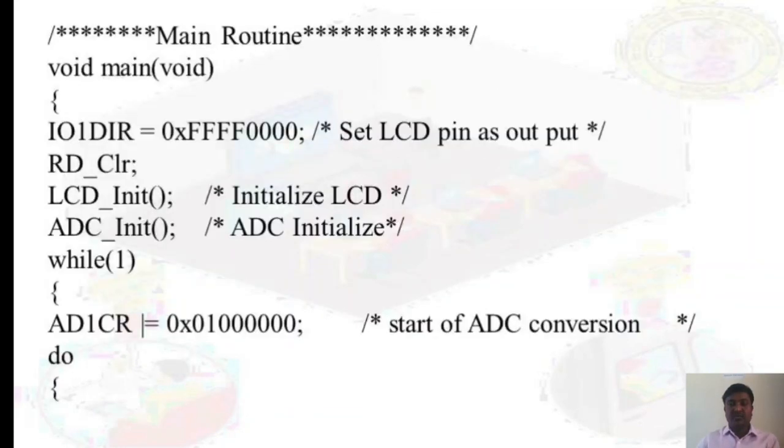Now let us see the main routine of the ADC interfacing program. Void main, void IO1 DIR equal to 0x4F40, that is we are setting the LCD pins as output pins, setting the value to high. Then RD clear, we are calling LCD init, then ADC initialization. While 1, ADC AD1CR equal to 0x0160, that is start of ADC conversions. We are setting the value to the ADC pin number, that is start of conversions.